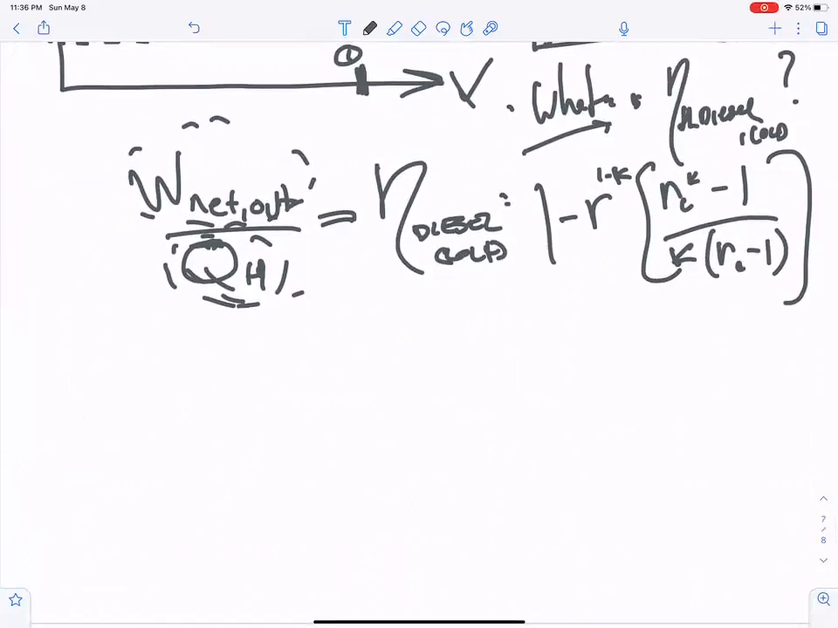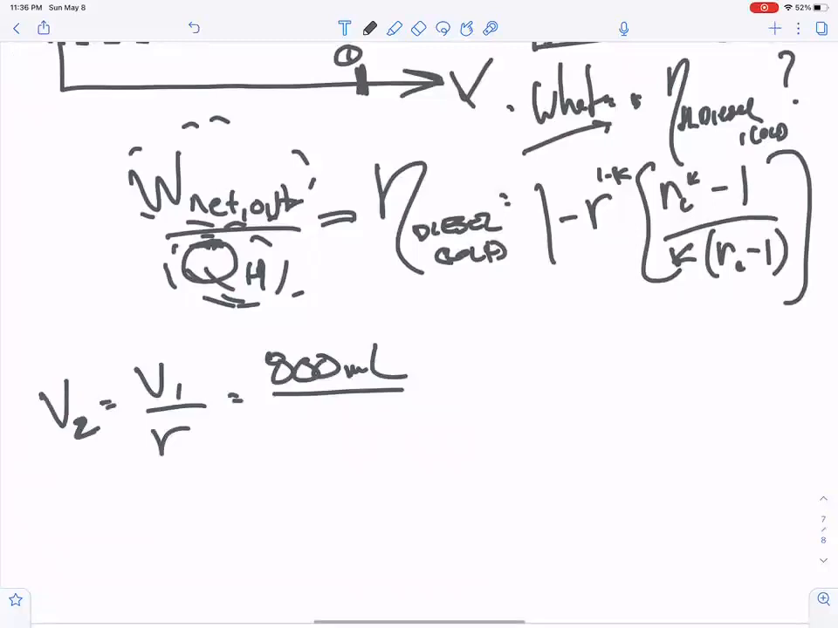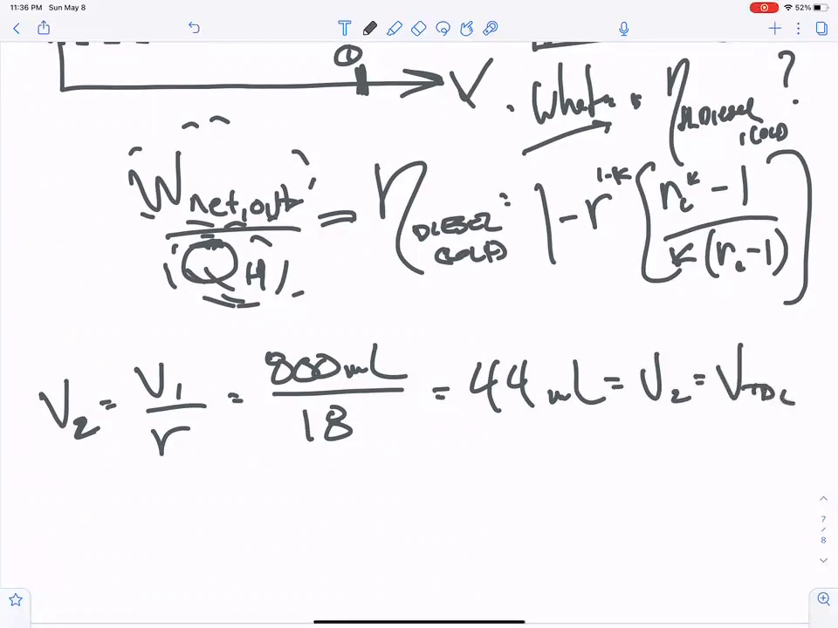Okay, so to start this analysis, we're going to go ahead right away and use the compression ratio. So V2 would be the volume at state 2. We're just going to simply use the compression ratio there. We're given the maximum volume of 0.8 liters. Convert to milliliters, you'll get this. So that means the top dead center is that, just by using the compression ratio.